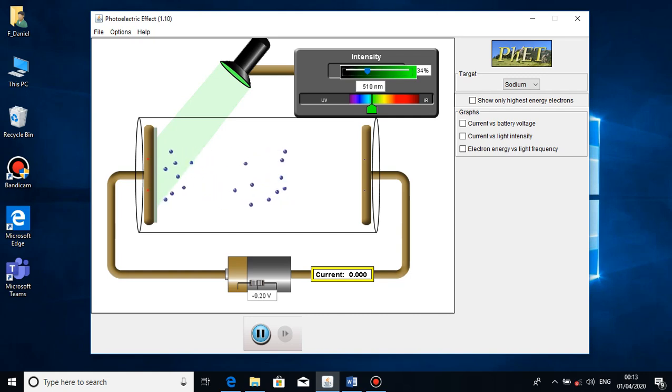So, when the electron is extracted and wants to move, it has kinetic energy at this point. It moves, but there is an opposition because this is now minus. So, there is an opposition which prevents it from reaching this point. As you see, the electrons reach only this point and then go back.